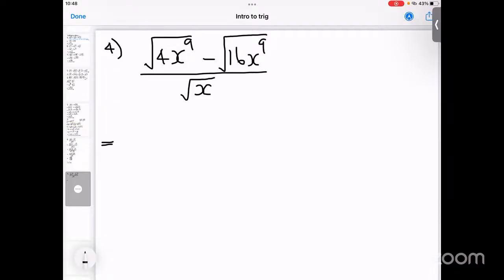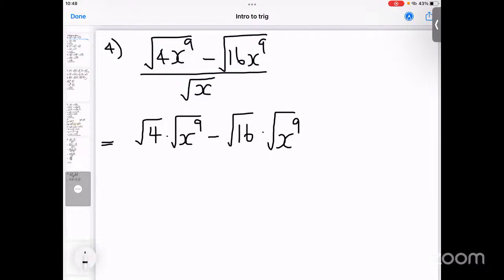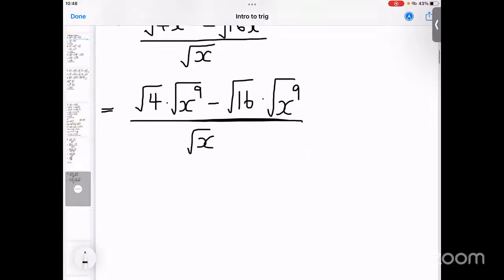Can we not, honorable member, say this thing is the same as square root of 4 multiplied by square root of x to the exponent of 9, whereby now we are having square root of 16 multiplying square root of x to the exponent of 9. Yes. And then we divide this one by square root of x. Okay, let me quickly check something. I'm just curious to know if the square root of 4 is that. Yes, that's it.